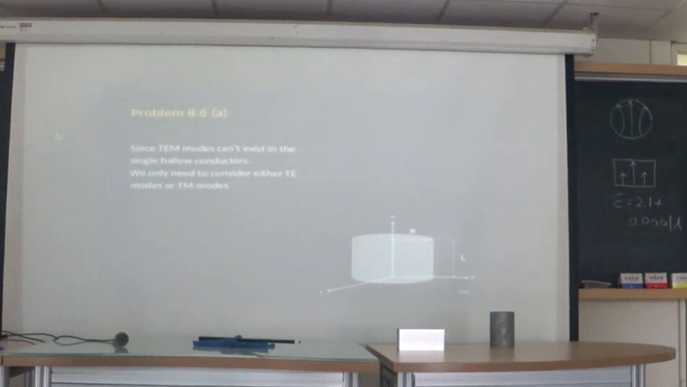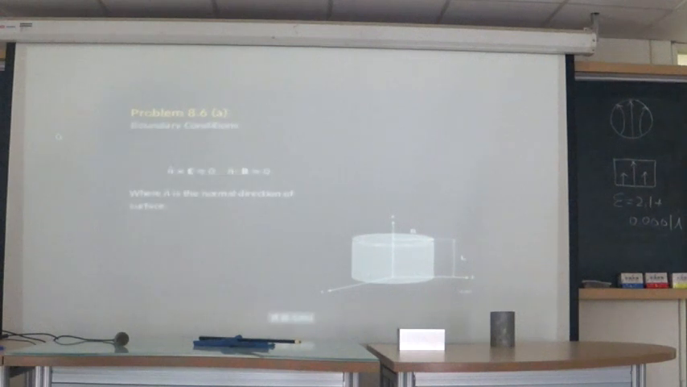Okay, so since the TM mode cannot exist in a single hollow conductor, we only need to consider either TE mode or TM modes. And this is the boundary condition for conductors: with E the electric field and n the normal direction of the surface, n cross E is equal to 0 at the surface, and n dot B is 0 at the surface.